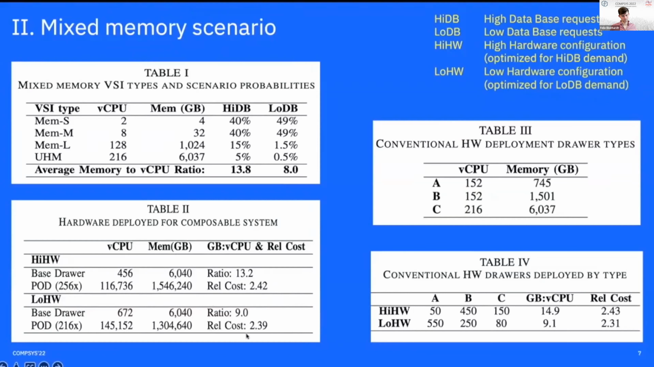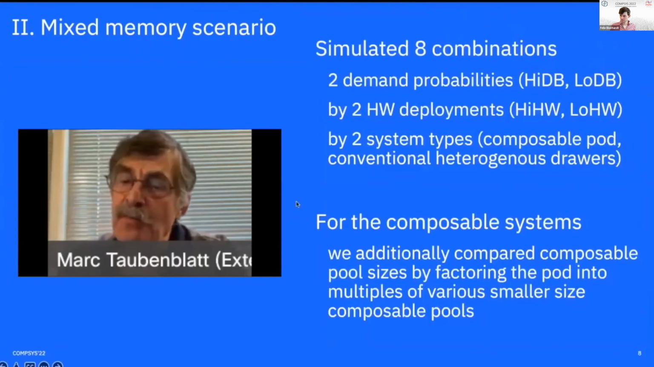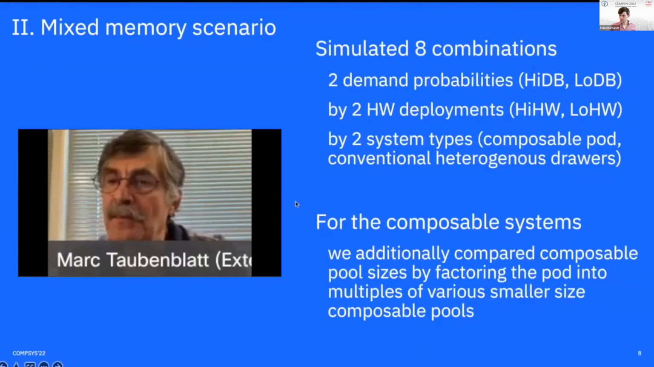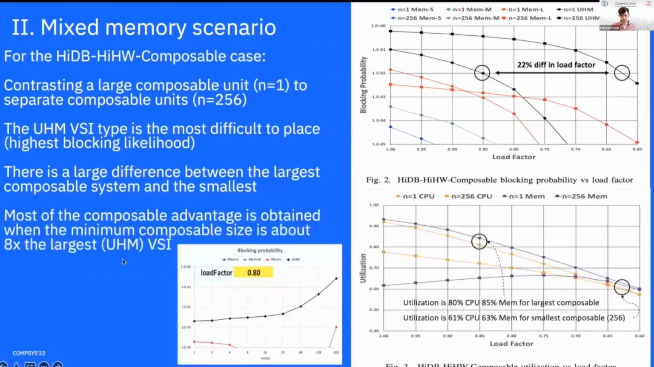For conventional, similarly, we determined three types of drawers that could be used, and allocated those drawer types based on the numbers that would be needed to meet the demand percentages we were seeing. We simulated eight combinations: two demand probabilities, two hardware deployments, and two system types. For the composable systems, we additionally compared the composable pool sizes by factoring the pod into multiple smaller composable pools. Here we show the results in the upper right.